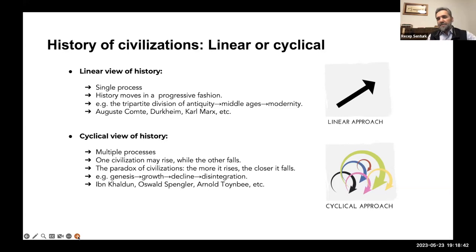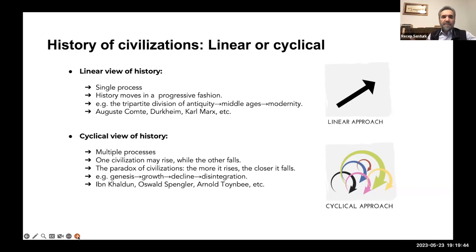There are different visions of history, and the most commonly used one is the linear vision of history, and it's the most dominant one today. According to the linear view of history, there is a single process of history from the beginning of history up until today and the end of history. So the whole humanity goes through a single process of history, and this history moves in a progressive fashion. The idea of progress assumes that history is a single process and is unidirectional. It moves into a particular direction.